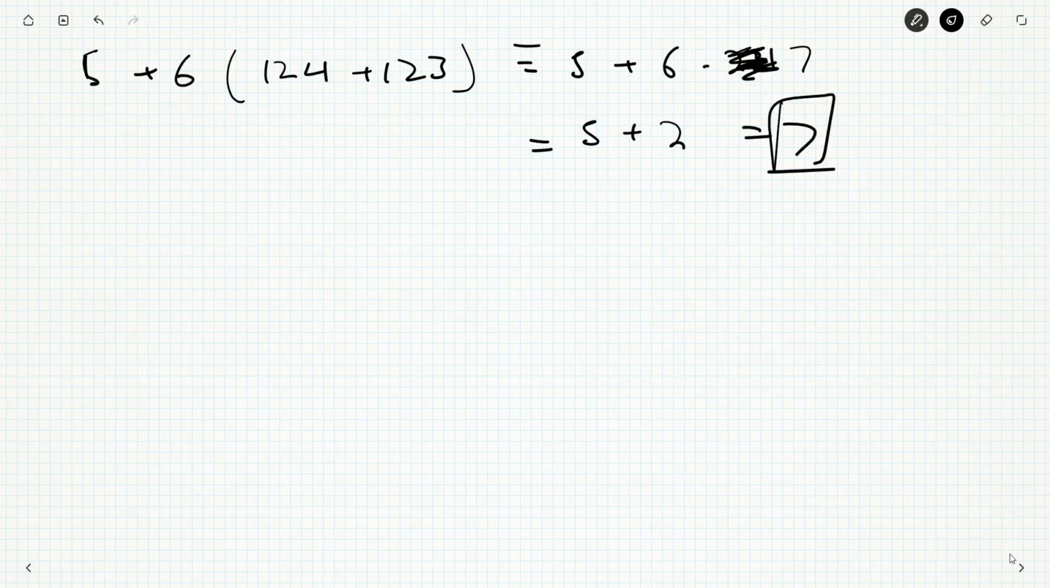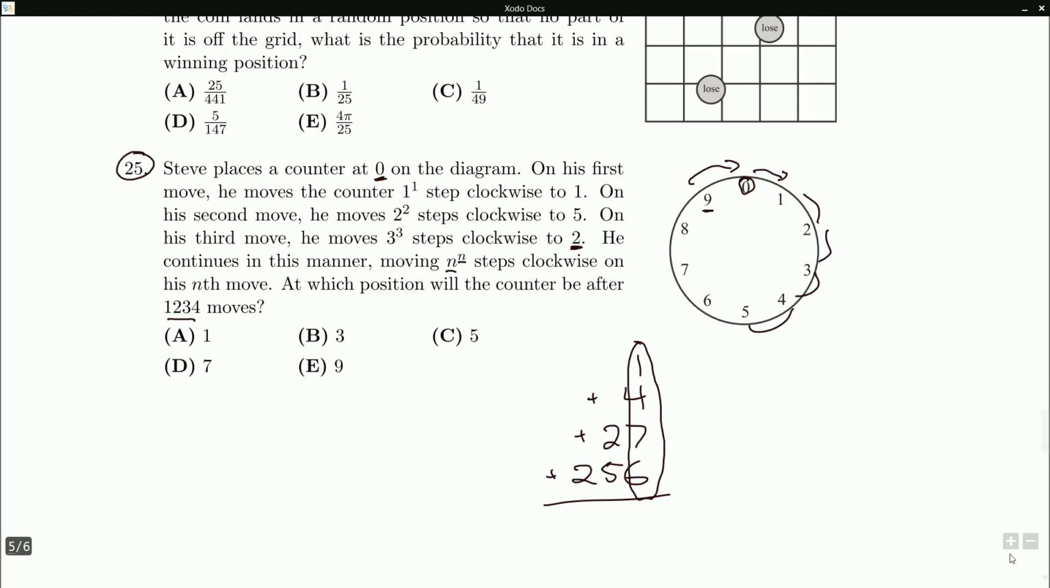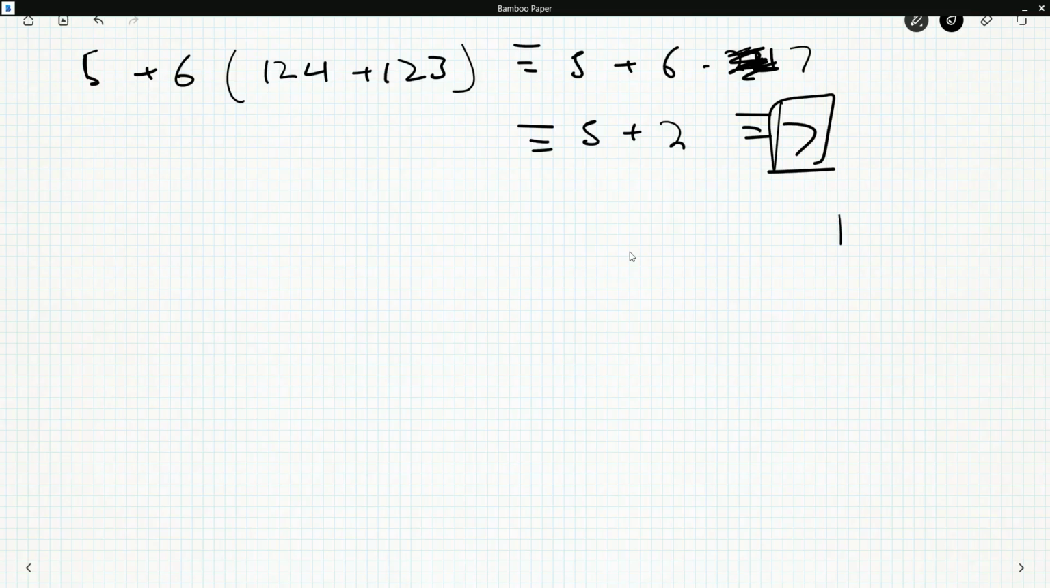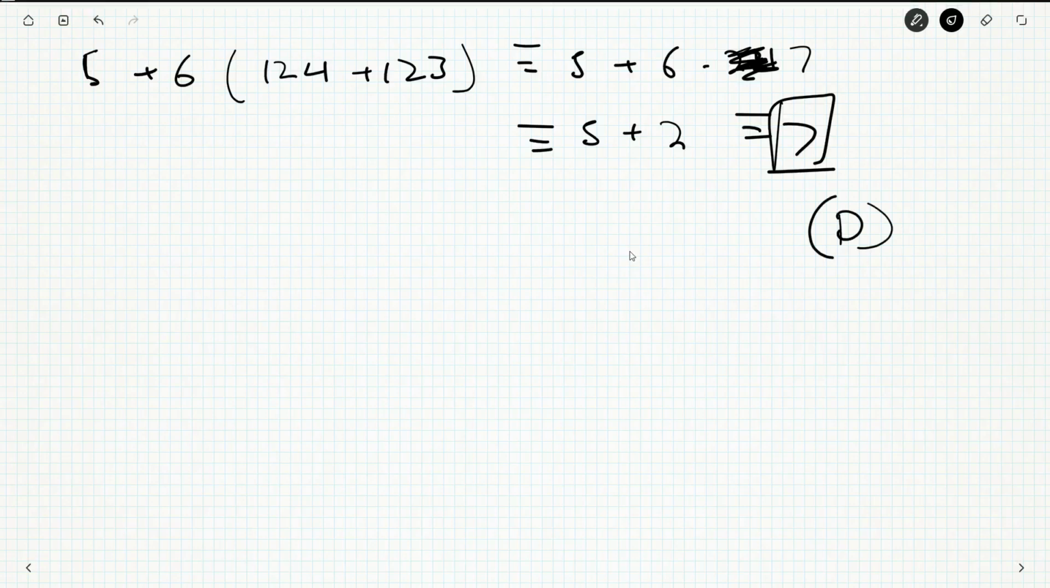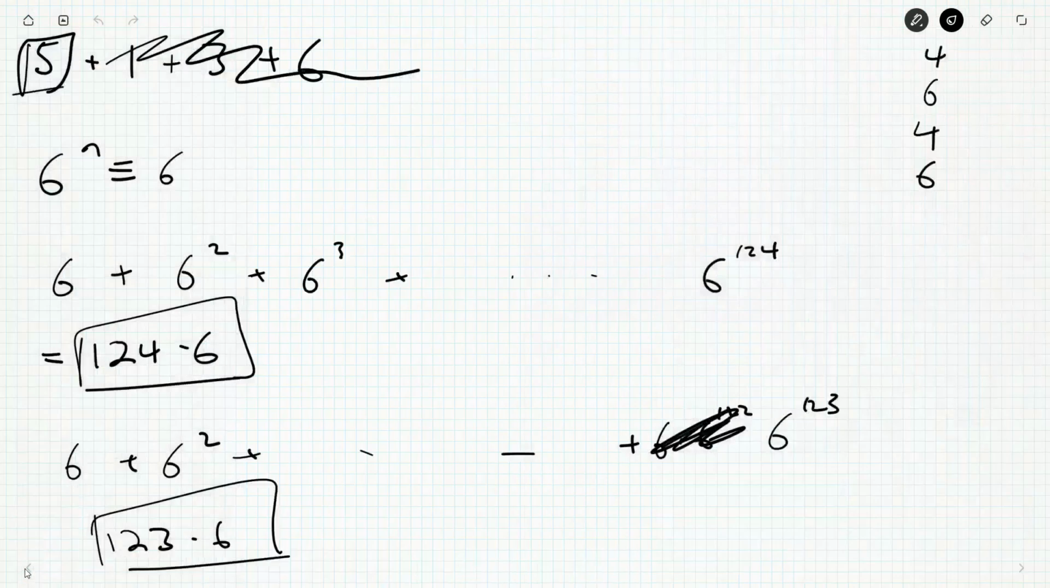And yes, I have dropped my equivalence symbols. Doesn't really matter at this point. But what do we have? I'm getting an answer of D. So we're going to give just a very, very quick double check that I haven't missed anything.